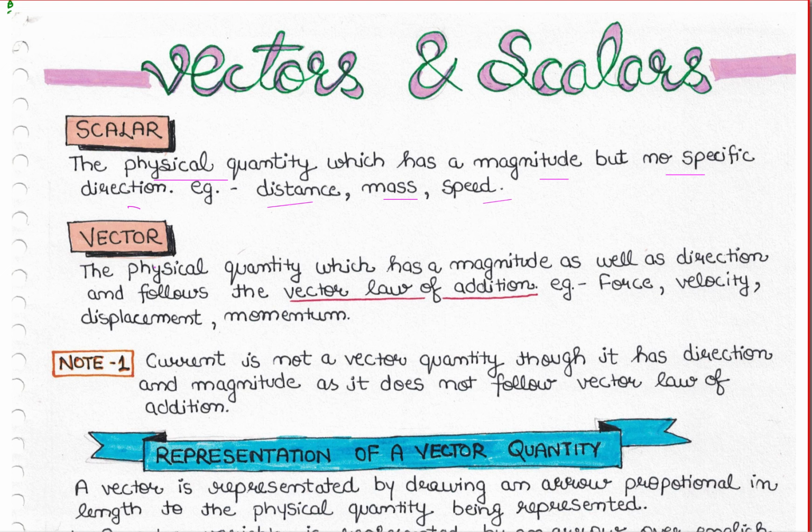What is vector? The physical quantity which has a magnitude as well as direction and follows the vector law of addition, such as force, velocity, displacement, momentum. Note: current is not a vector quantity, though it has a direction and magnitude, as it does not follow vector law of addition.